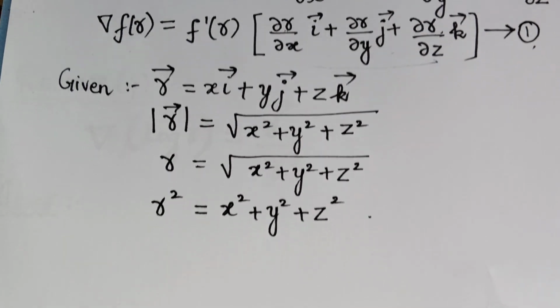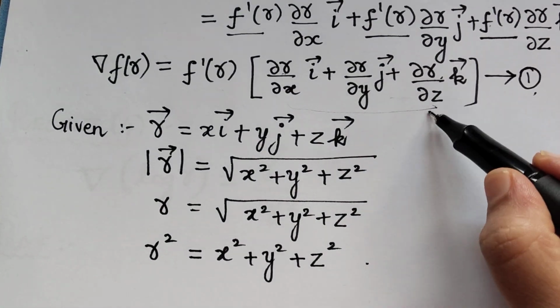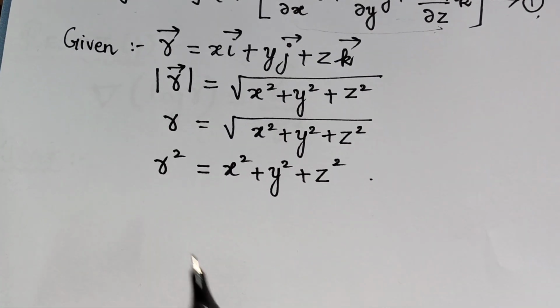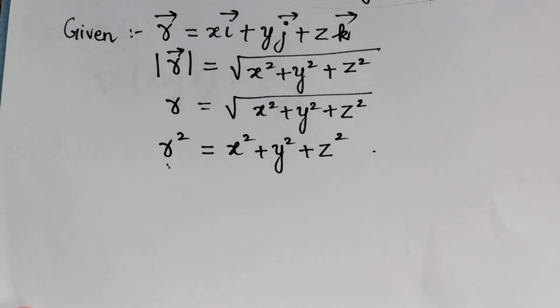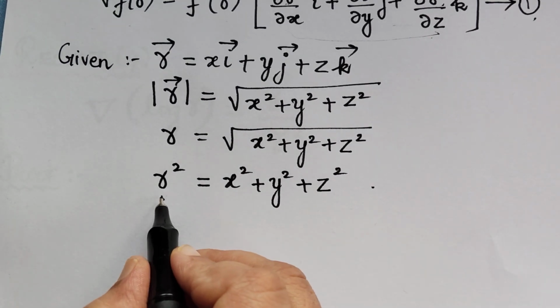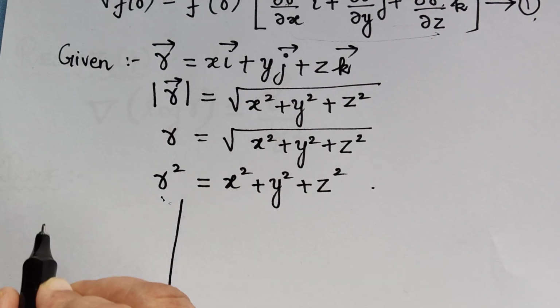Now using this, we can find ∂r/∂x, ∂r/∂y and ∂r/∂z by partially differentiating r with respect to x, y and z. So now when we do so, when we partially differentiate with respect to x, what do we get? So first I will do it here.